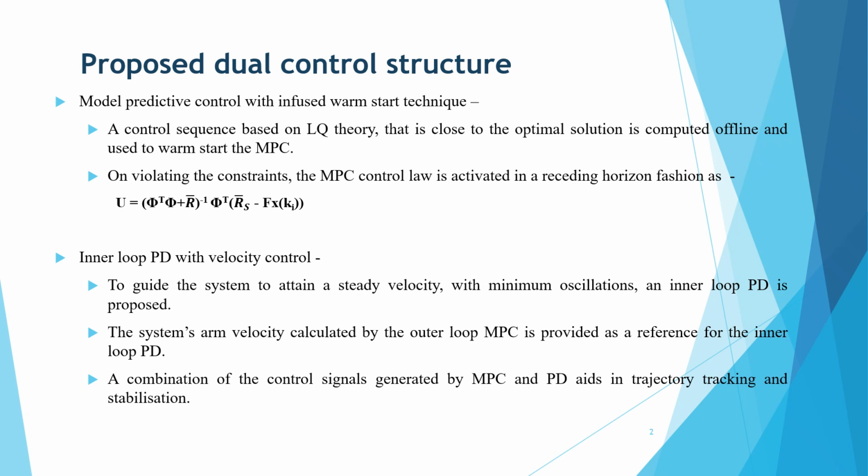generated. In the case of inner loop PD, the system's arm velocity that is calculated by the outer loop MPC is provided as a reference for PD, and this inner loop PD is used to guide the system to attain steady velocity and minimize oscillations. A combination of both these controls from MPC and PD helps in trajectory tracking and stabilization.